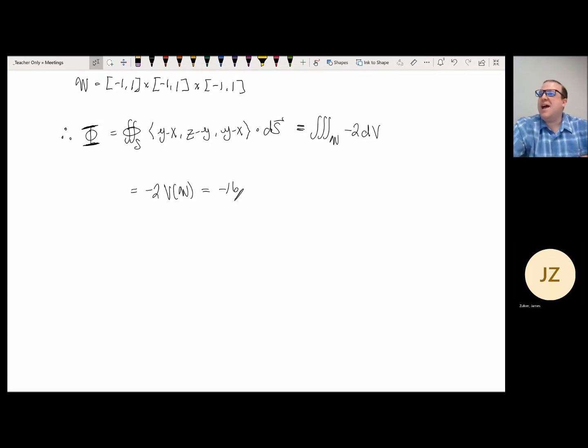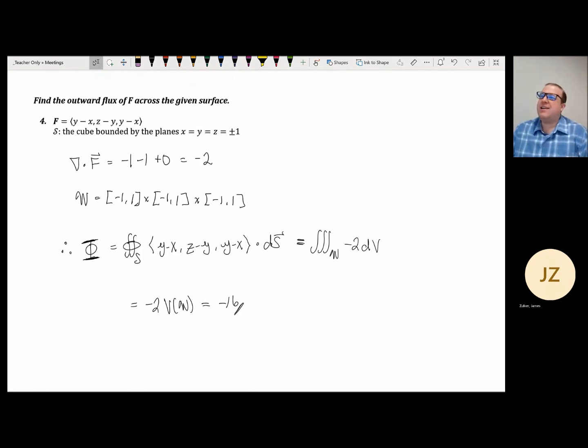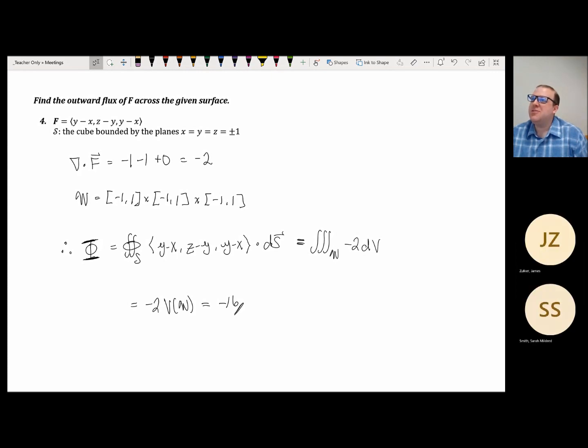Right now, remember how long it took us to do the cube flux before, without divergence theorem. It's a bit longer than that, wasn't it? Wasn't difficult, it was just longer. Keep in mind, if instead I said the open cube, so the top is removed, you can no longer use divergence theorem. Divergence only works on closed surfaces.